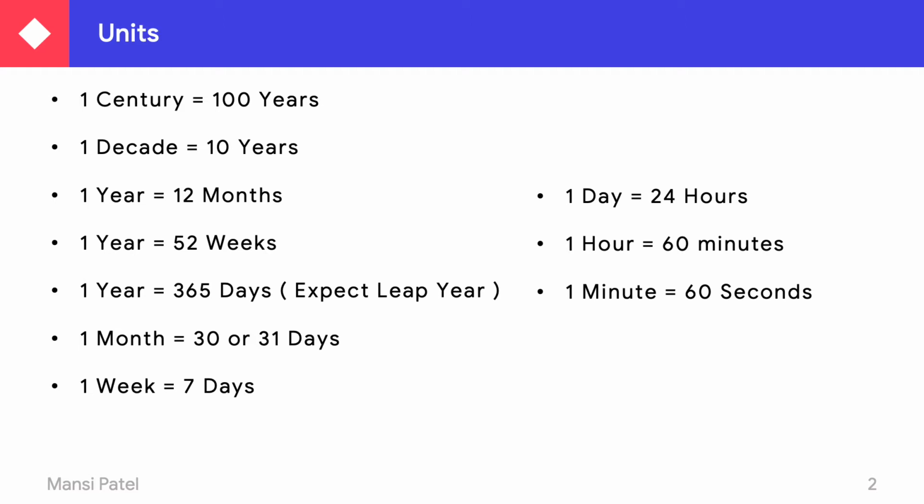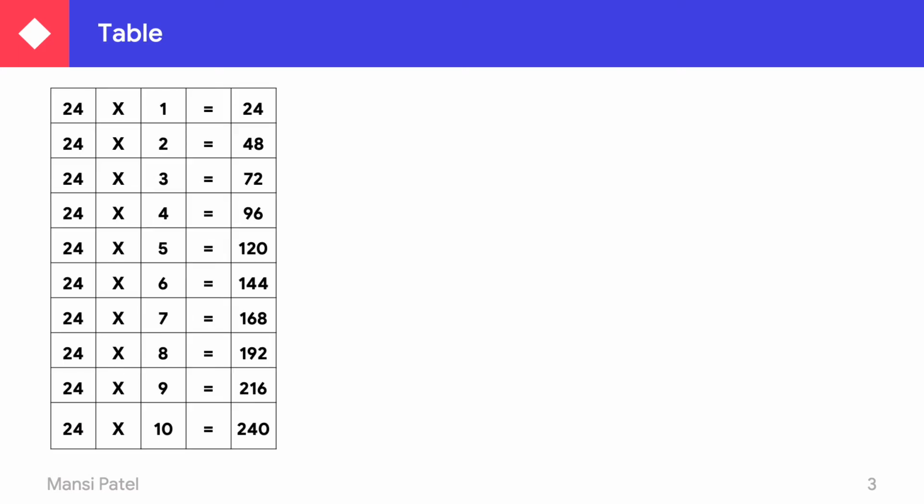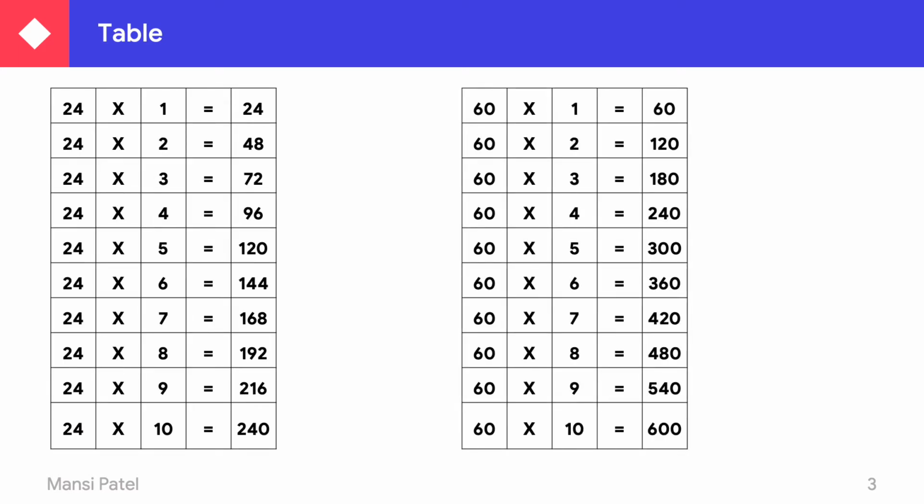Now you have to remember all these units, as well as one another thing, that is the tables. Here we have to learn only two tables, the table of 24 and the table of 60. Why do we have to remember these tables? Because when we have to do conversion, at that time these tables are very necessary. So learn the table of 24 and 60.